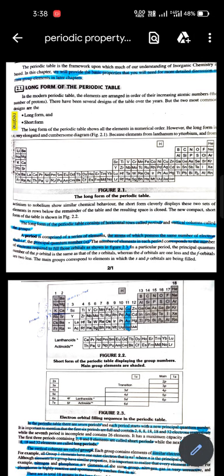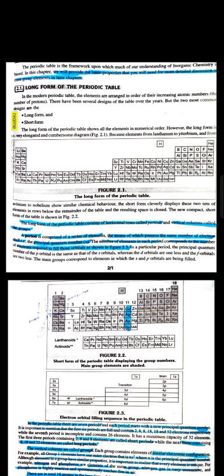Today we will start the chapter Periodic Properties. The periodic table is the framework upon which much of our understanding of inorganic chemistry is based. In this chapter, we will provide the basic properties that you will need for the detailed discussion on main group elements in later chapters. Long form of periodic table.